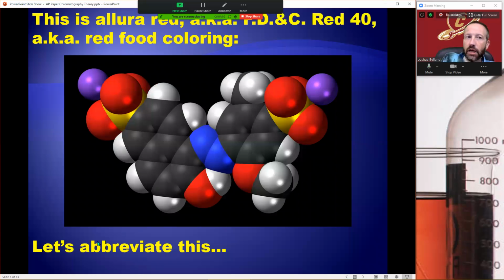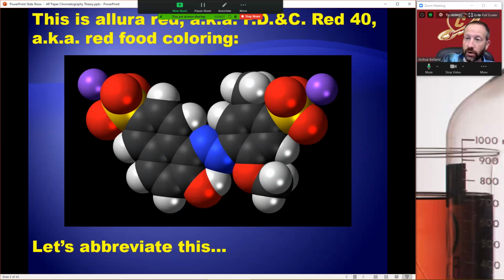Okay, here is red number 40, which is FD&C color, red 40, if you read on ingredient labels. It is officially called Allura Red, and it is what's in red food coloring. If you have that little red food coloring bottle in your kitchen, this is it.